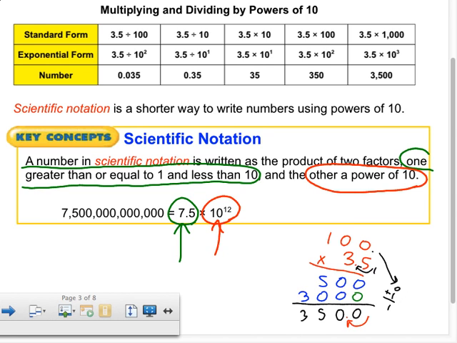So these 2 numbers, the first is always greater than 1 but less than 10. Do you guys understand? That number right there is always greater than 1 but less than 10. This number is some power of 10. So you see we have this really, really big number. Does anybody know what that number is?